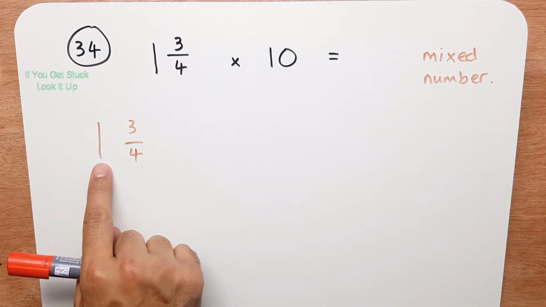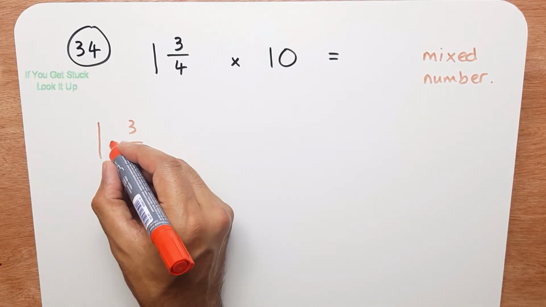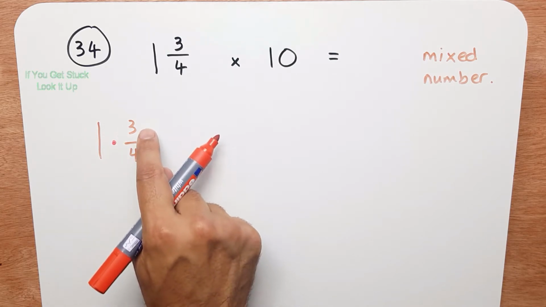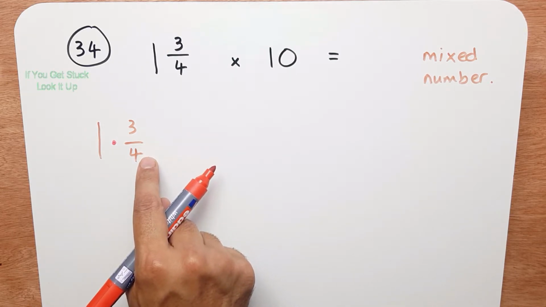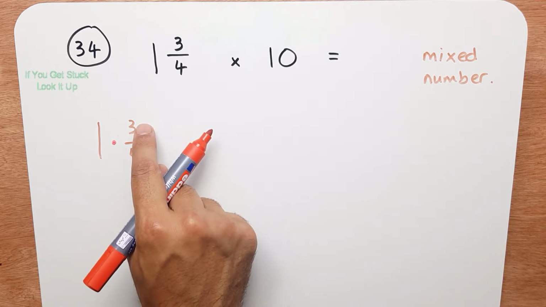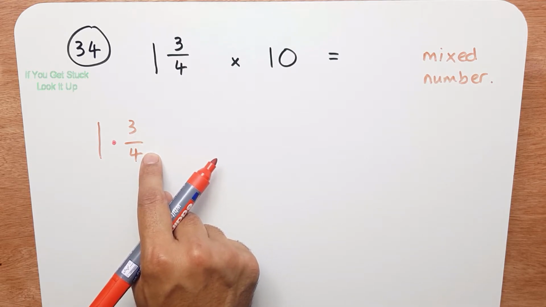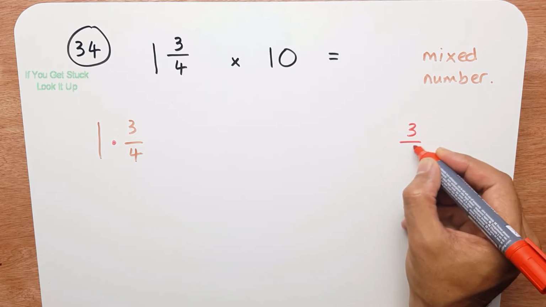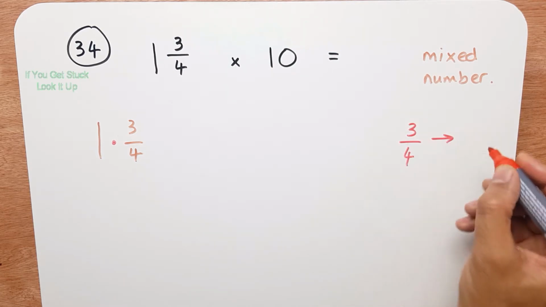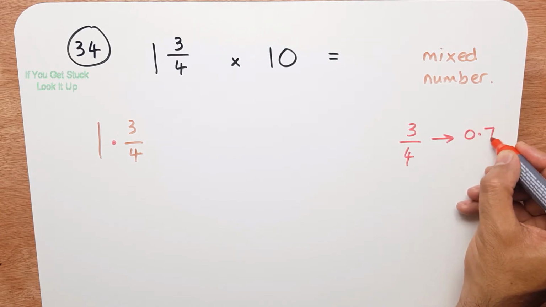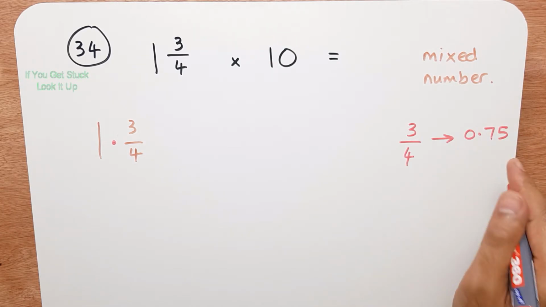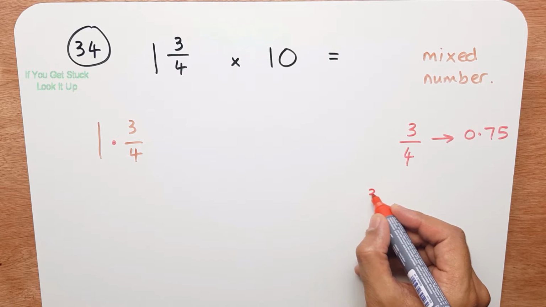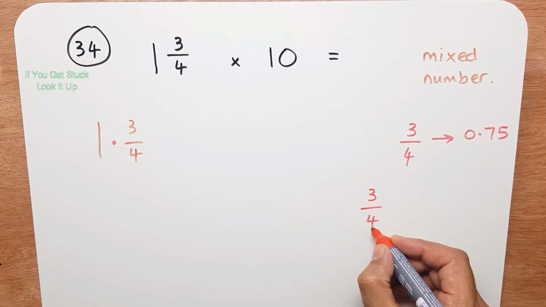So really here you have 1.3/4. Now the question here is, what is 3/4 as a decimal? Now I want you to learn this as a fact. 3/4 is 0.75. So what I'm going to do is do the bus shelter. So let me write it as 3/4.